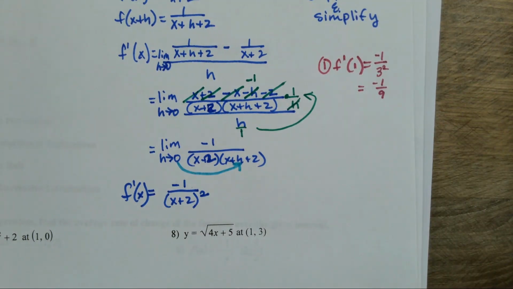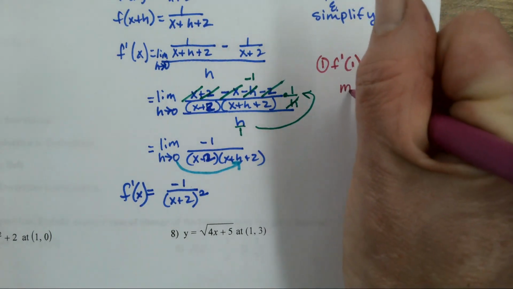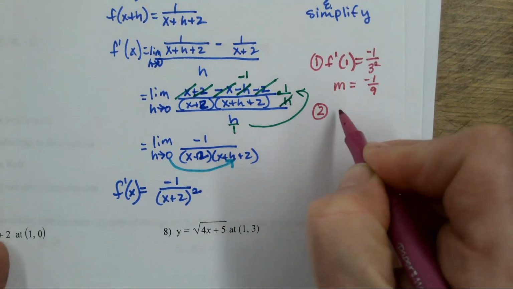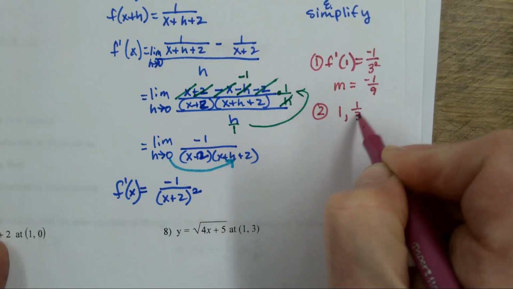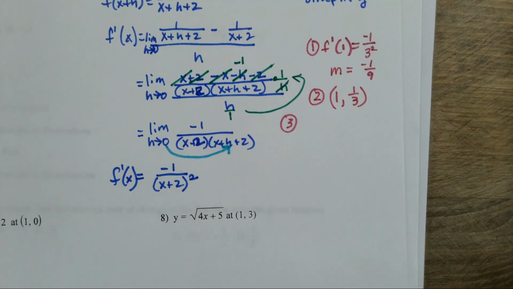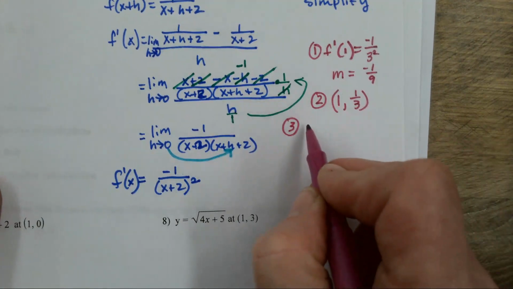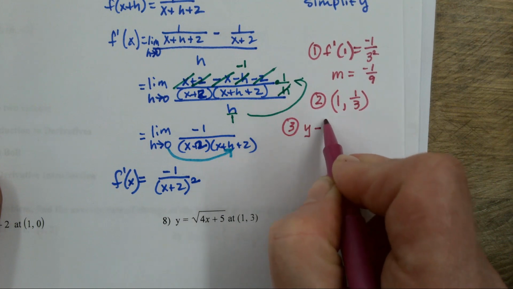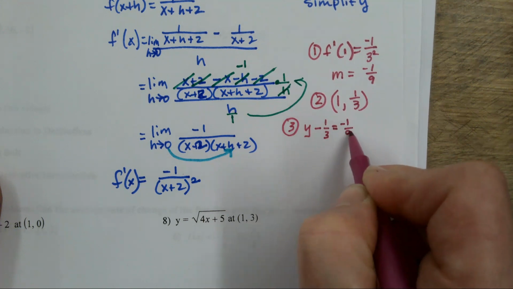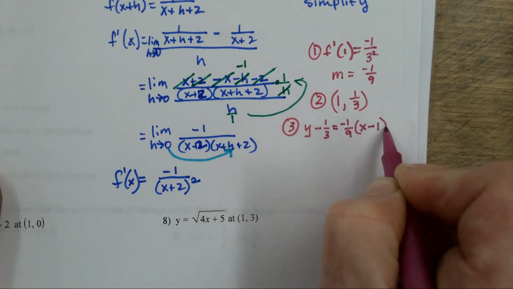Are we good? This is M. That's what that means. I found the slope of the tangent line. I found my M. Number 2, I take my point. And step number 3, I plug it into point slope form. Y minus y1 equals the slope times x minus x1.